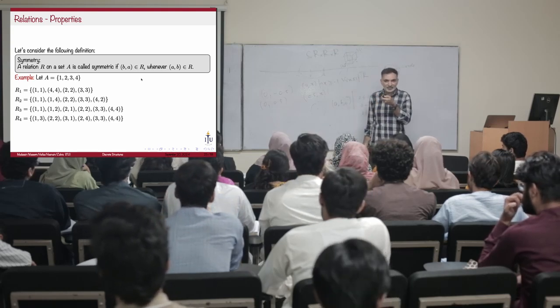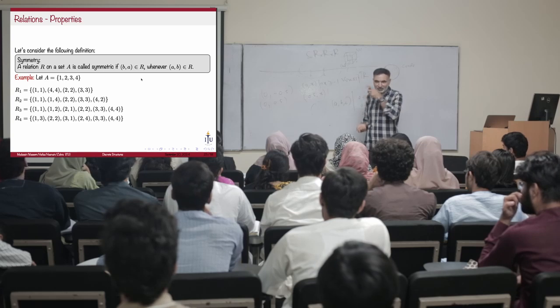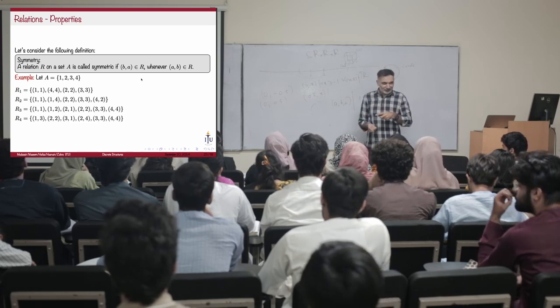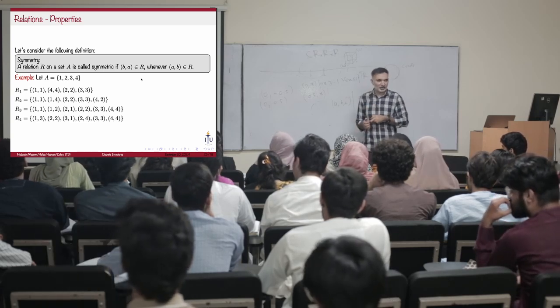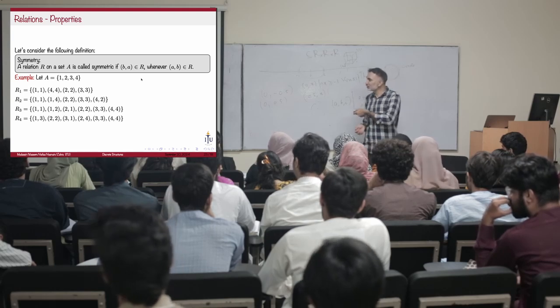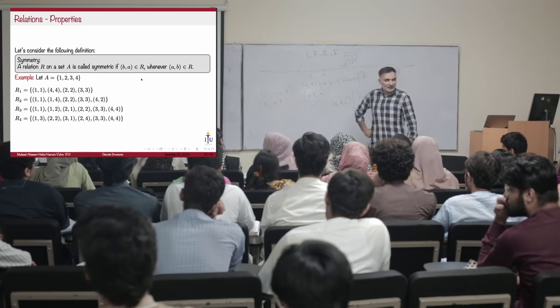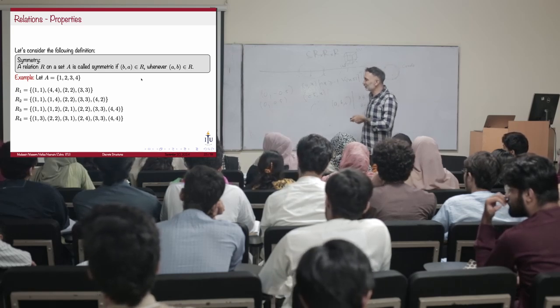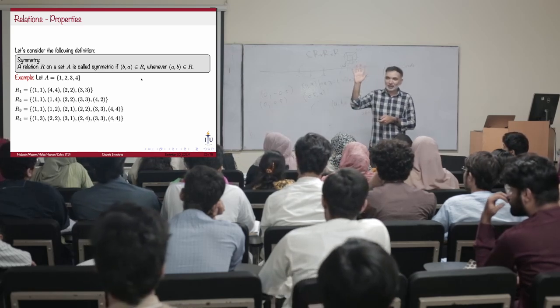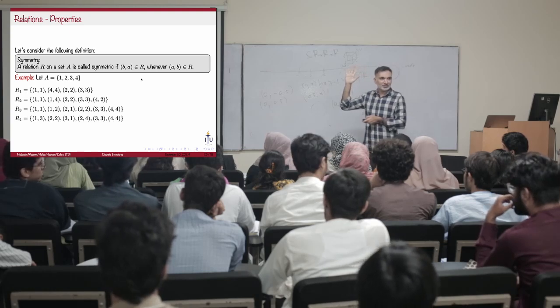There is no xy for which yx is not in my set. Okay? That's why this thing is symmetric. There is total symmetry in this set. Okay? Are we good? All right, let's move on to the next. Are there any complaints? Confusions?